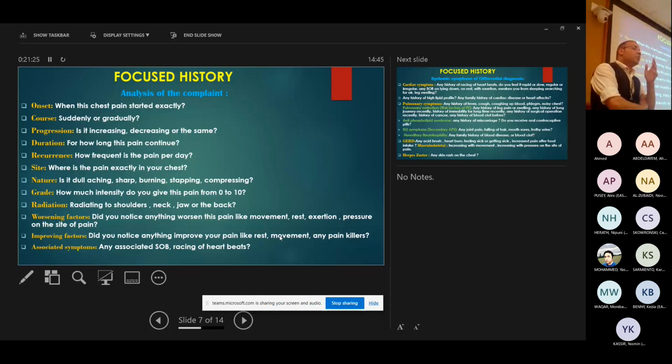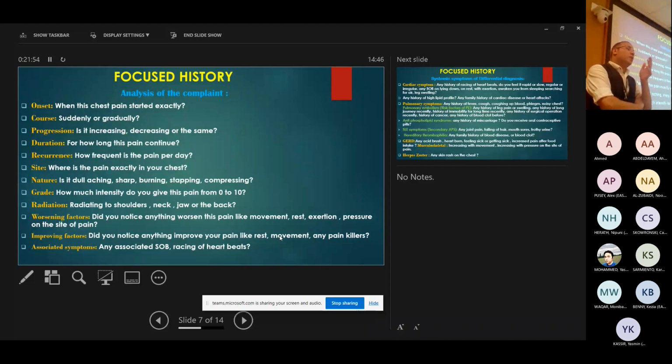Did you notice anything that worsened the pain? You have to mention the triggering factor, like exertion or moving around. Or did you notice anything improving the pain, like rest or any painkillers? Where is the site of the pain exactly in your chest? And what is the character of the pain? Is it stabbing pain, sharp pain, a leaking pain? This is the character of the pain.